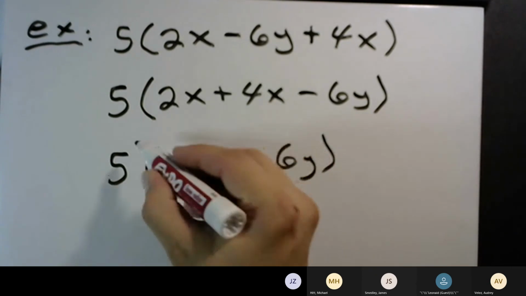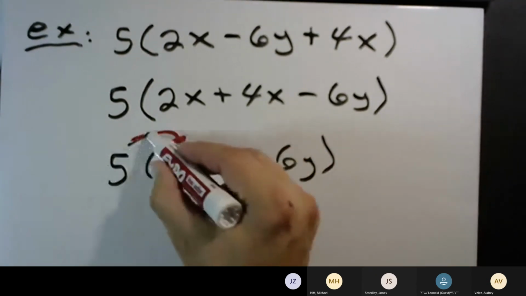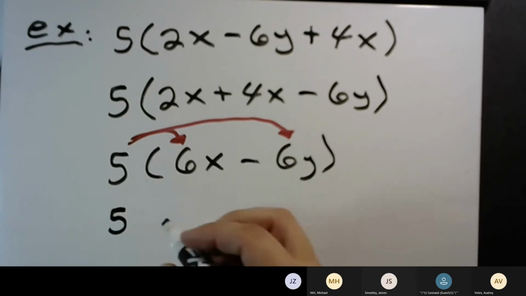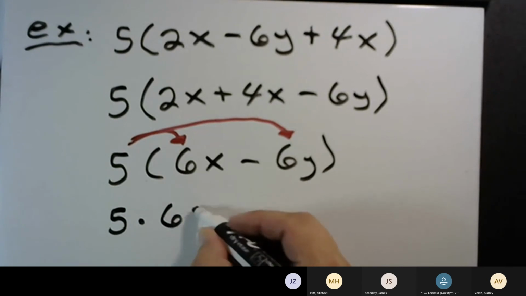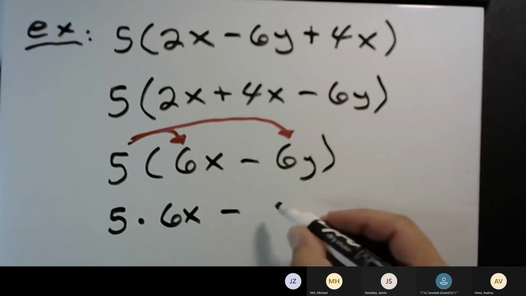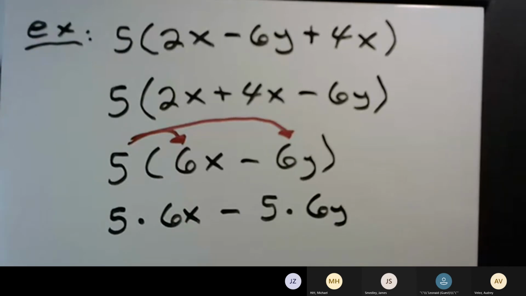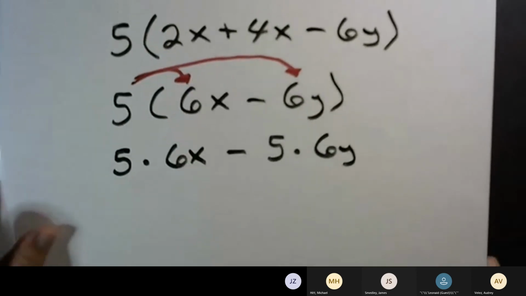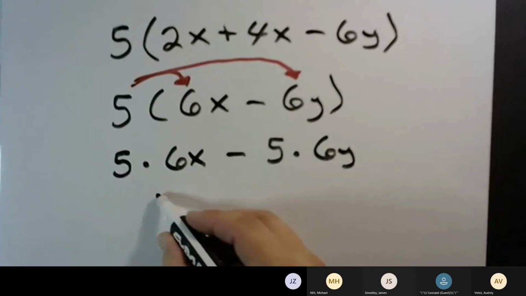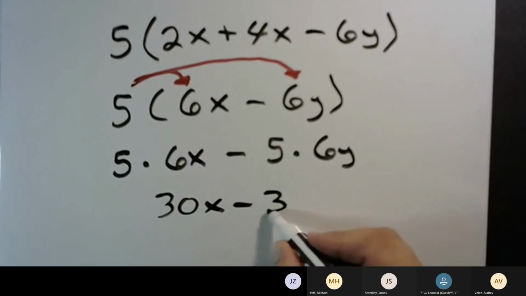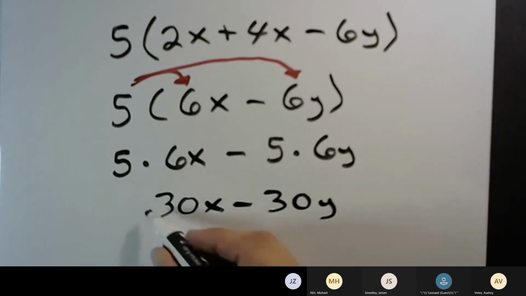But now we distribute. And so we'll get 5 times 6x minus 5 times 6y. And that gives us 30x minus 30y.